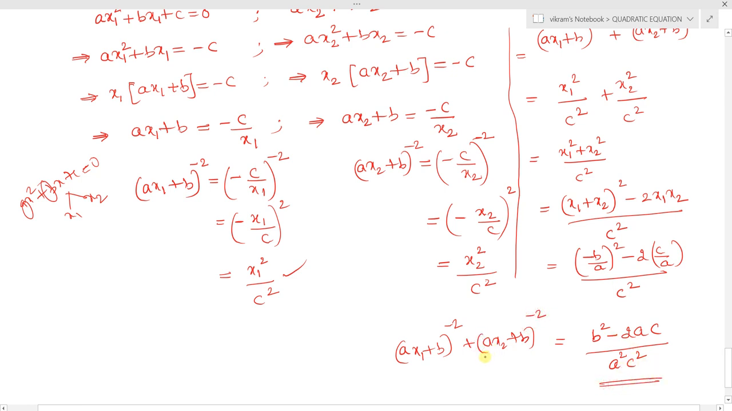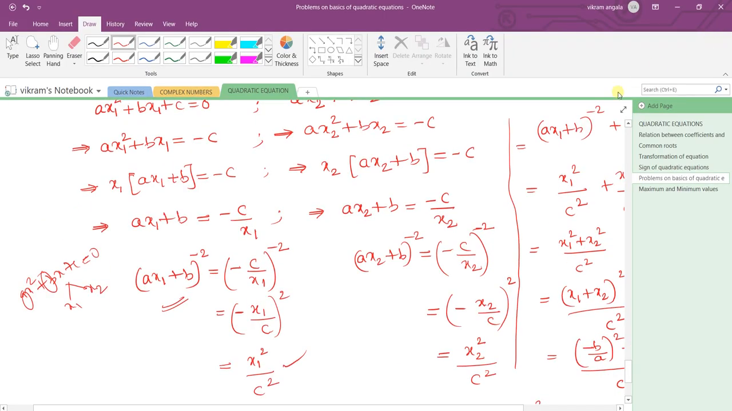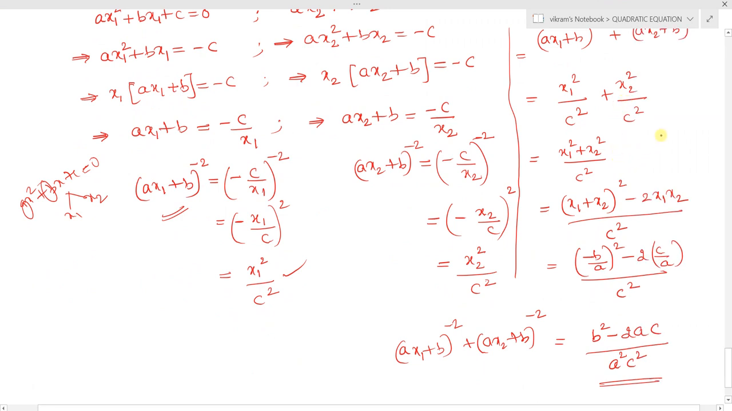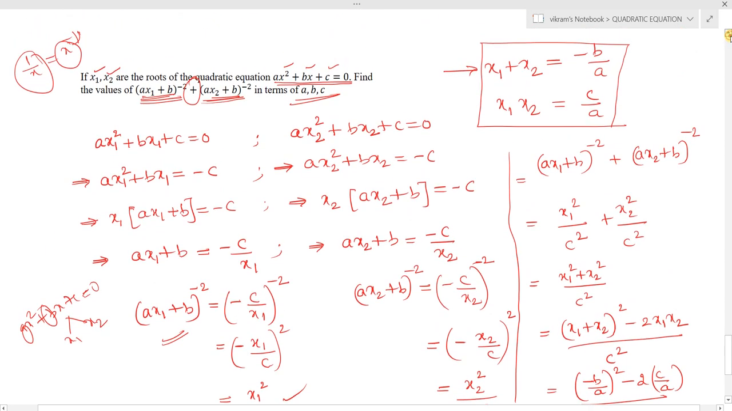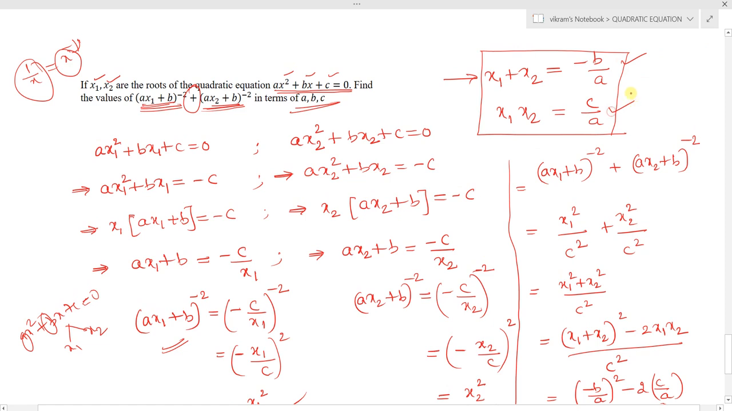Simply, we need to retrieve the condition, what is our requirement: ax1 plus b and ax2 plus b are our requirements, with power minus 2. But the question is asking us to find in terms of a, b, c. Then substitute x1 plus x2, the sum of the roots of the given quadratic equation, as minus b by a, and the product of the roots as c by a. Then we get the required result as b square minus 2ac by a square c square.